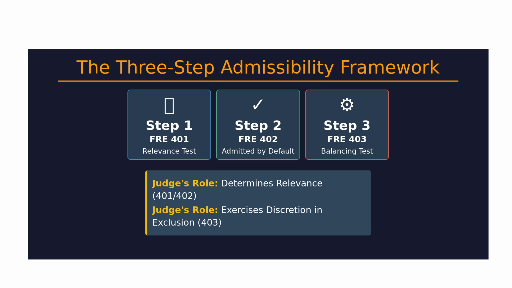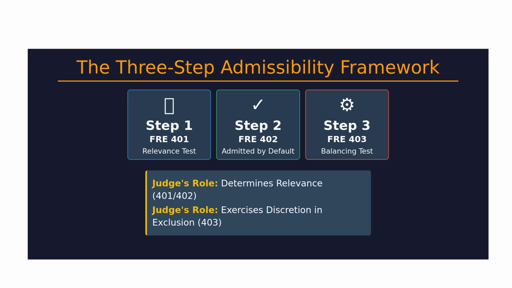If the answer is yes, we proceed to Step 2, Federal Rule of Evidence 402. This rule states that relevant evidence is admissible unless excluded by another rule. It is the default admission rule. If it passes 401 and 402, we arrive at Step 3, Federal Rule of Evidence 403. Here, the judge must balance the evidence's probative value against dangers like unfair prejudice or confusion.